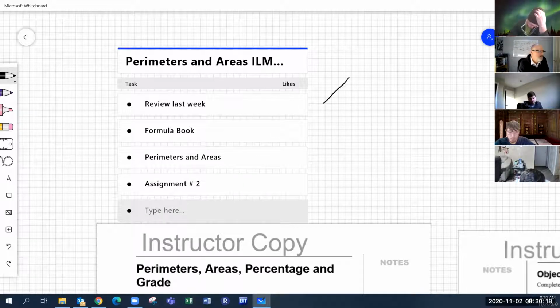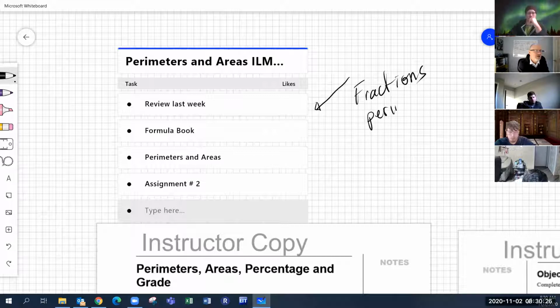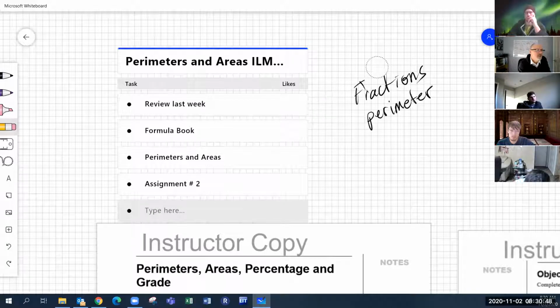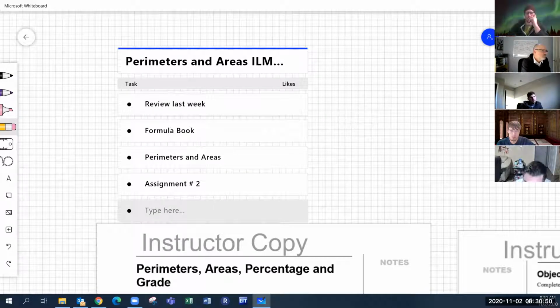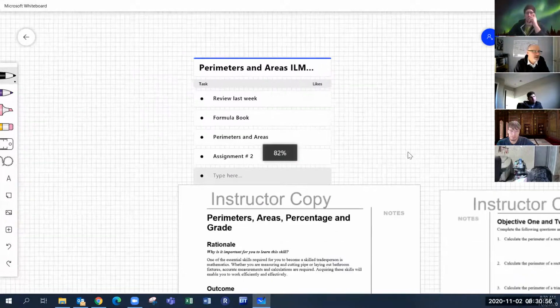Last week, we completed all of our fractions. We just started on a perimeter. I think the very last question in your assignment was a big perimeter question, where you had to add everything together, minus off all the doors to get your answer. We're just going to continue more with perimeters, and we're going to get into areas pretty quick. So let me scroll down onto this ILM.